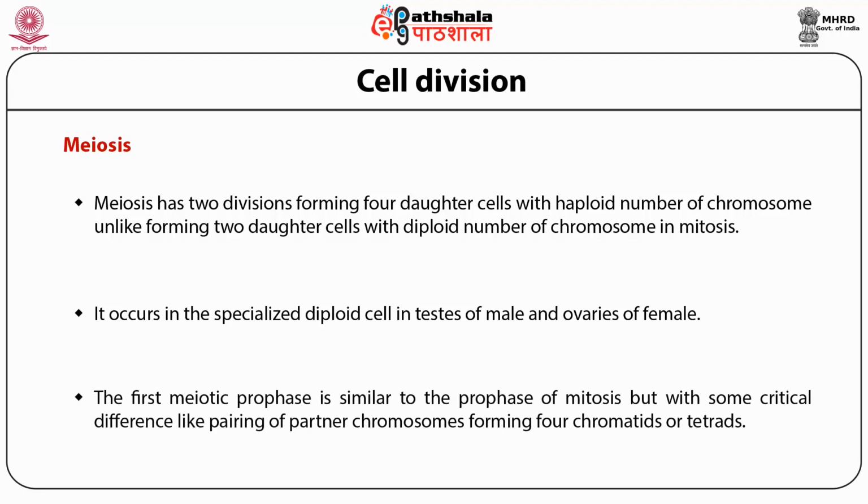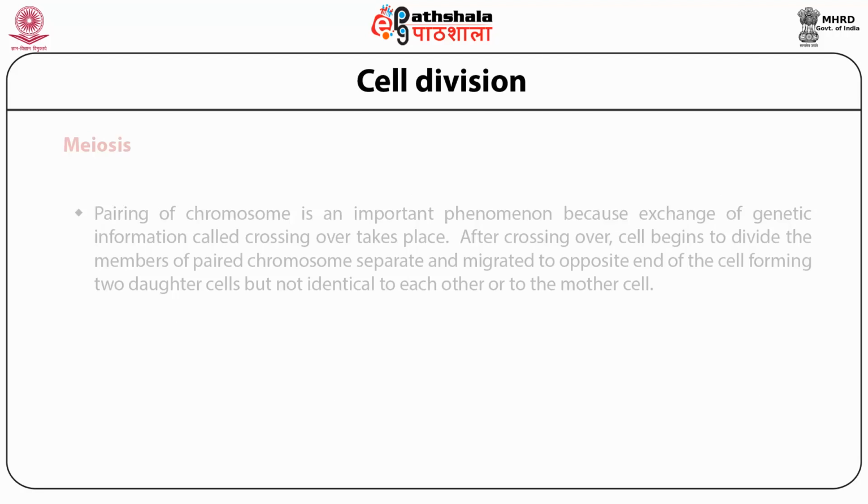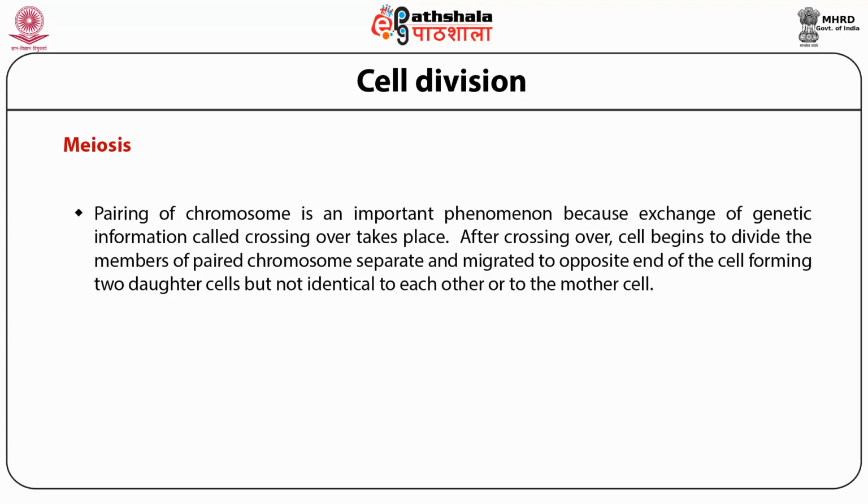The first meiotic prophase is similar to the prophase of mitosis, but with some critical differences, like pairing of partner chromosomes forming four chromatids, or tetrads. Pairing of chromosomes is an important phenomenon because exchange of genetic information, called crossing over, takes place. After crossing over, the cell begins to divide.